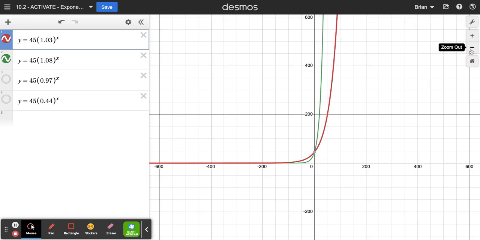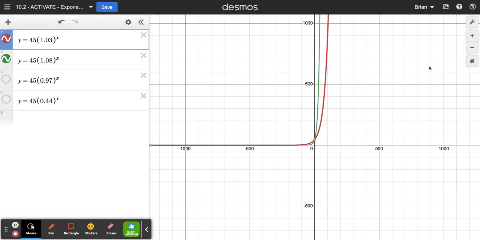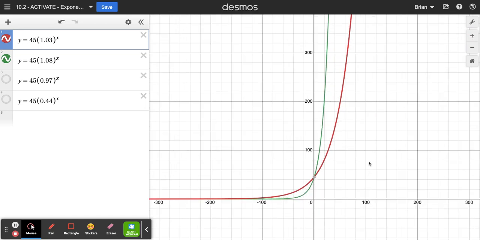And if you back this out even more, you're going to realize it's just going to continually get worse and worse, and those exponential curves are going to continue to separate from one another.